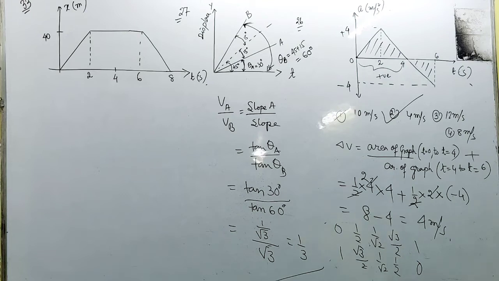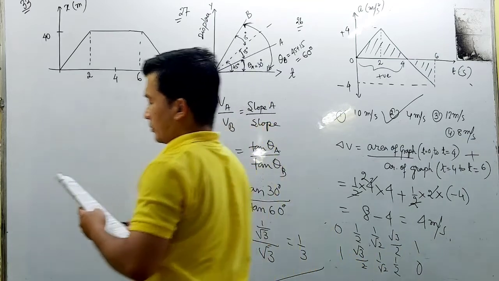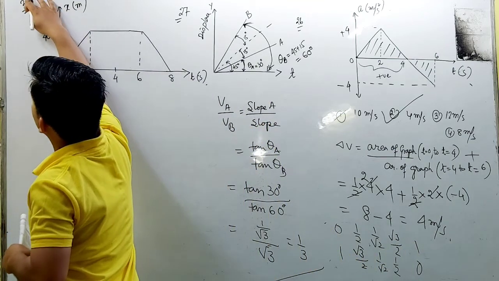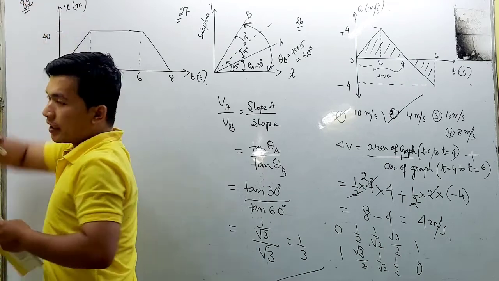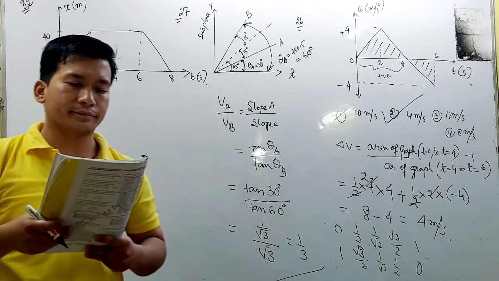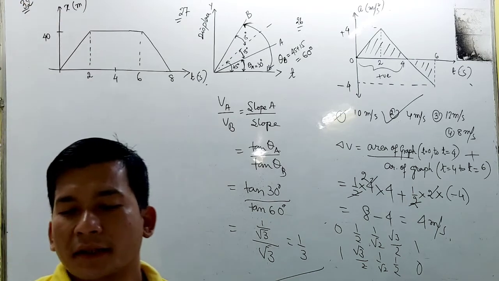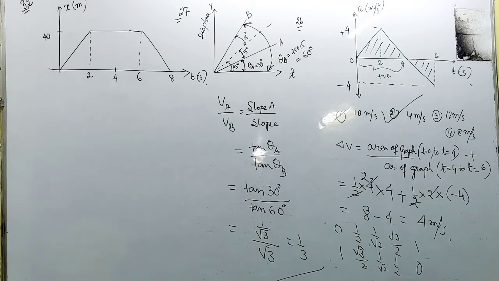Next, question number 32. The position x of a particle moving along the x axis varies with time as shown in the figure.